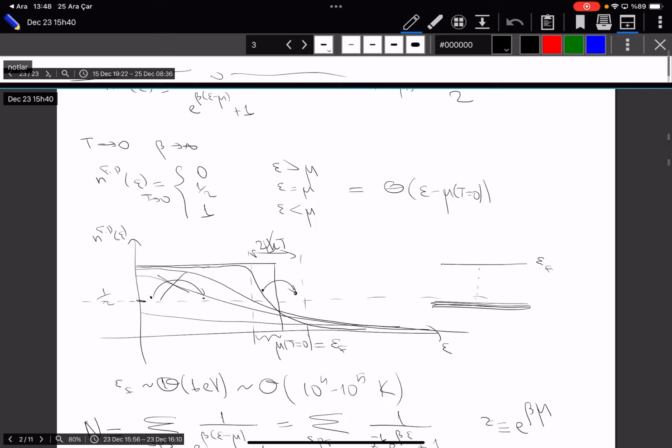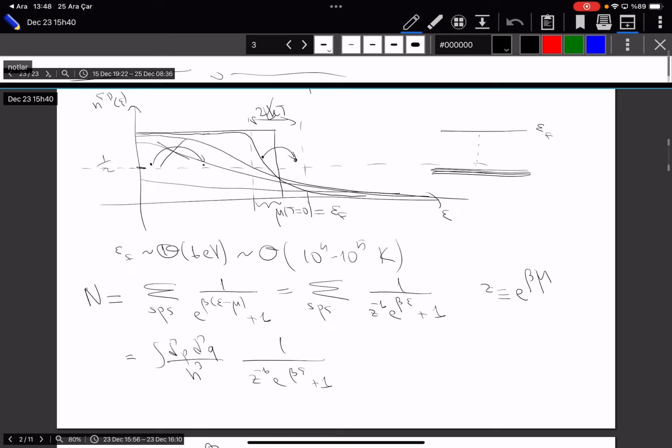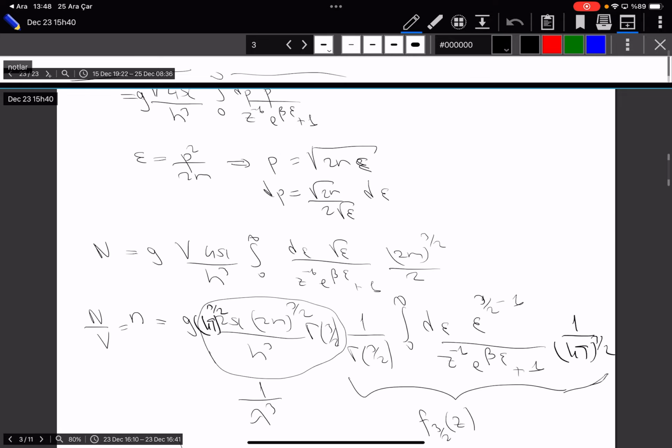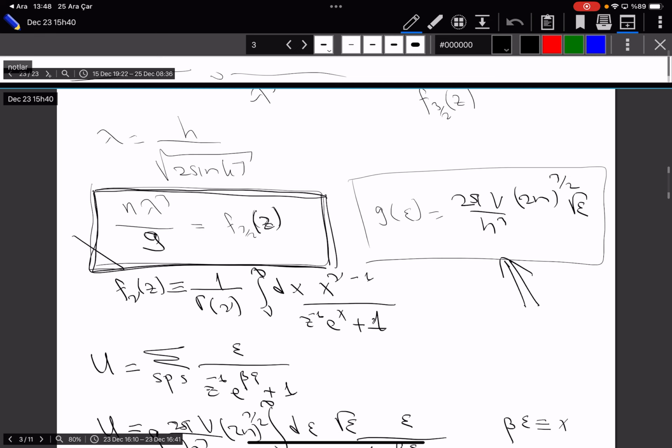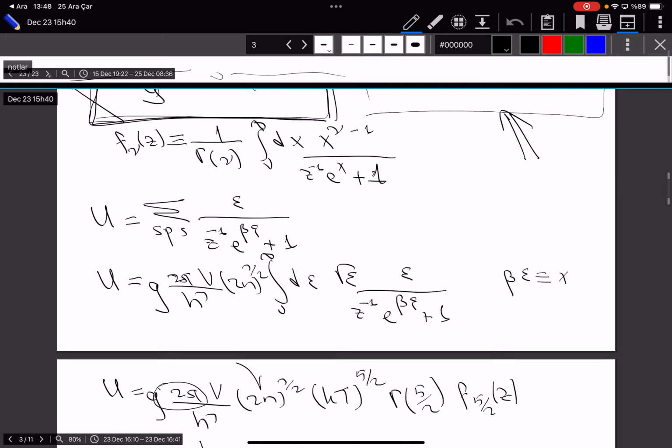On Monday, what we did was we looked at what happens when z, which is e to the power beta mu, is close to 0. We had first seen that z close to 0 means n lambda cubed is small. That is a rarefied gas, which makes n small, at high temperatures, which makes the thermal wavelength small. So at high temperatures, we calculated how these various quantities change. This is an exact relation we have: n lambda cubed over g, g being the degeneracy, is equal to this function f 3/2 of z.